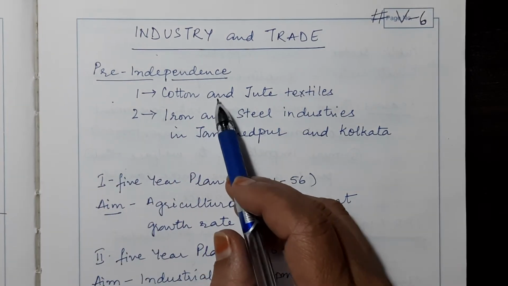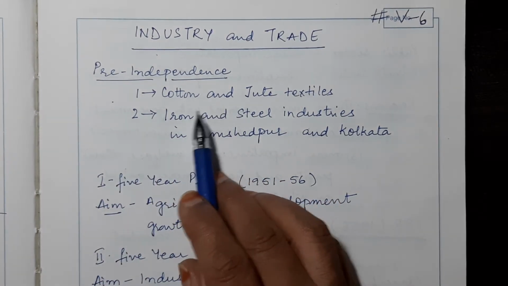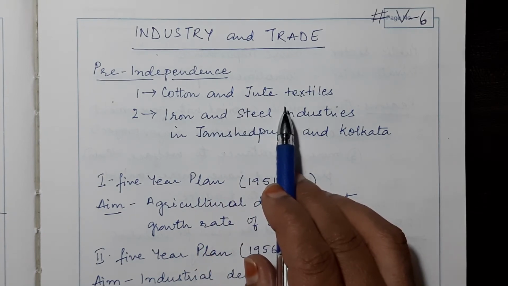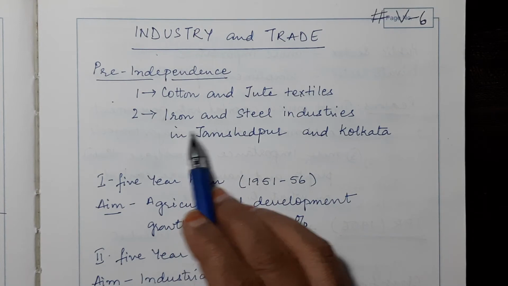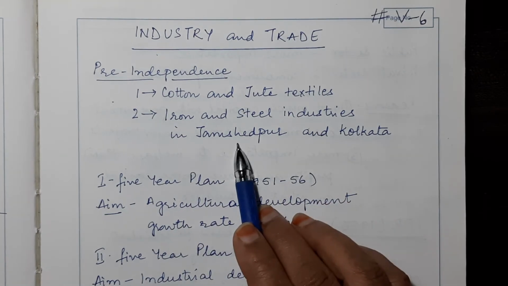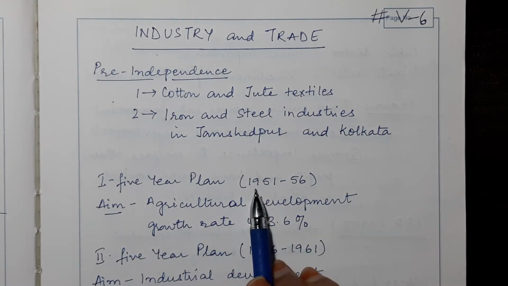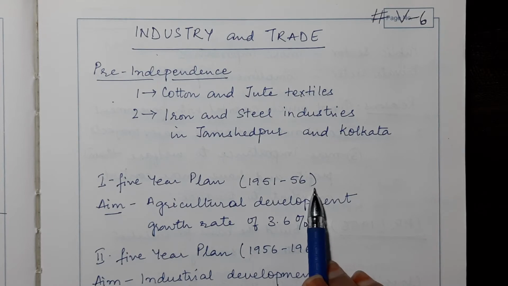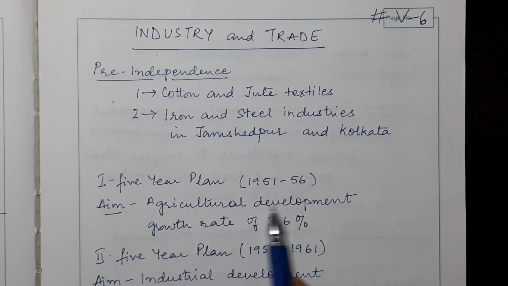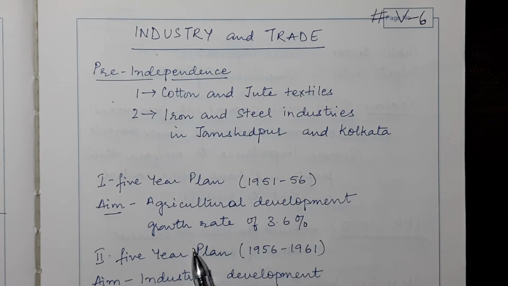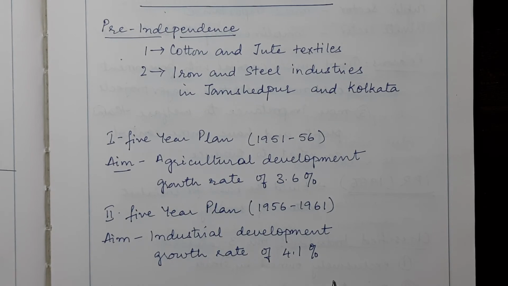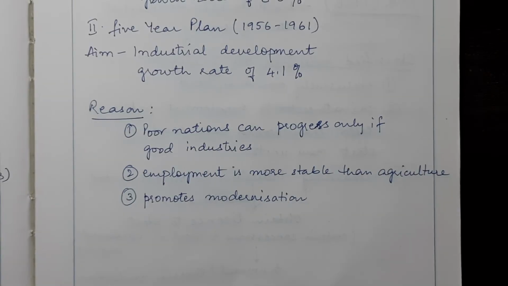Now, in the pre-independence period, the industries were largely confined to cotton, textiles, and jute. And we had the iron and steel industries located in Jamshedpur and one in Kolkata. The first 5-year plan, which was from 1951 to 1956, as we discussed, had the main aim of agricultural development, which saw a growth rate of 3.6%. The second 5-year plan from 1956 to 1961 aimed at industrial development, and the growth rate was 4.1%.